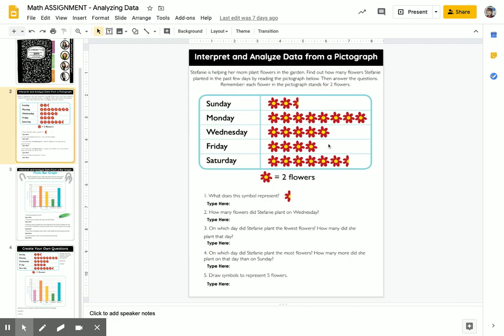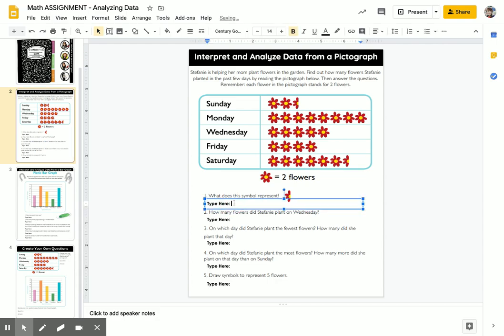So first, let's just look at the graph. We know that we have Sunday, Monday, Wednesday, Friday, and Saturday. And we also know that we have flowers that are representing some number. You always need to look at the key before you start trying to analyze the data. So in this case, each flower represents 2 flowers. So if we were to skip count by 2, 2, 4, and then we come to a half of a flower, which actually that's our first question. So if 1 flower equals 2 flowers, then half of a flower would equal 1 flower.